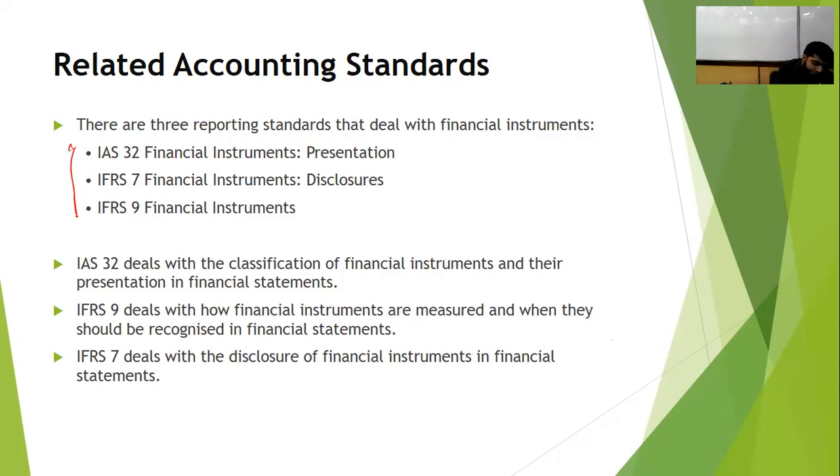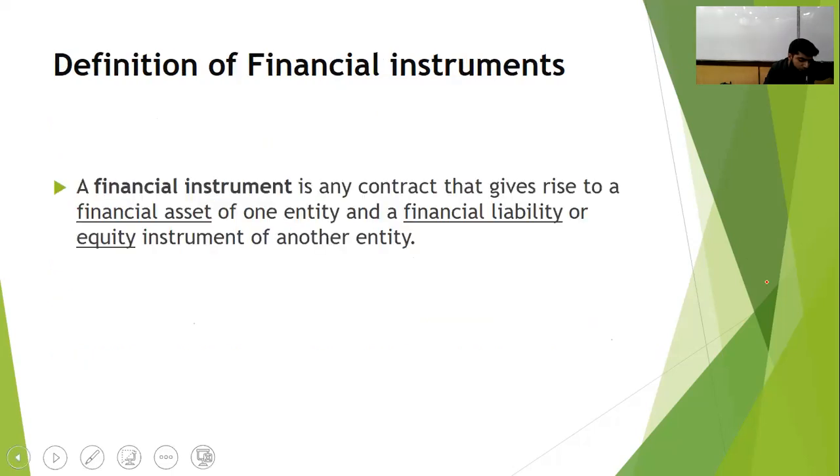IAS 32 specifically deals with the presentation, that is how to present the financial instrument in your financial statements. IFRS 7 will specifically look after the disclosure requirements, and IFRS 9 deals with the treatment, that is how to account for the financial instrument. So three different standards are there, and we will basically be focusing on IFRS 9, which deals with the accounting treatment. Again, let's have a definition which we have already discussed.